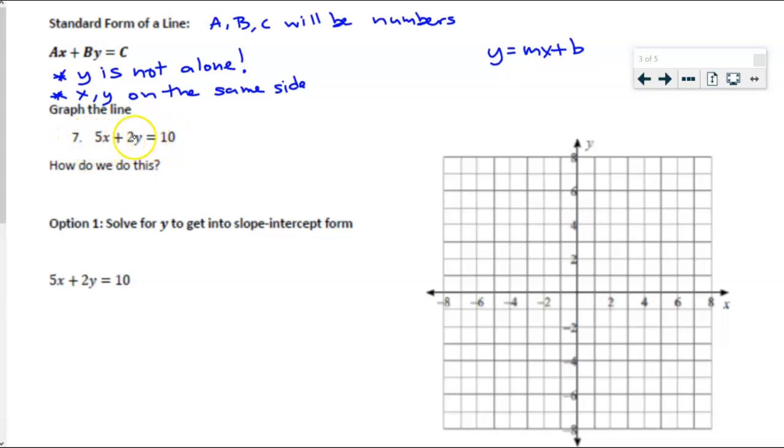I'm going to solve this problem 2 ways. Okay? I need you to graph the line 5x plus 2y is equal to 10. Let's first recognize this is in standard form because I can see x and y are on the same side and y is not alone because it's on the same side with the x. So recognize this means this is in standard form. So how am I going to graph this? You have two options.